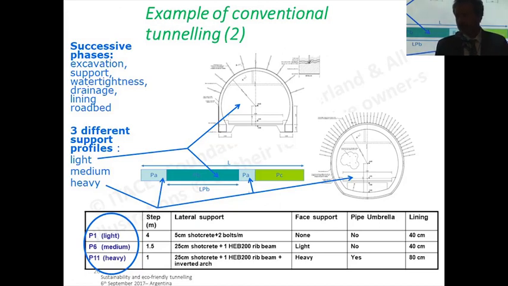Let's consider conventional tunneling. This is the shape of the cross section, and according to the ground, 3 different support profiles were defined: a light one with only shotcrete and bolts, a medium one with steel ribs added for support, and a heavy one with an inverted arch, strong steel arches, and also greater thickness of shotcrete. So these are classical profiles for conventional tunneling. So we consider that.